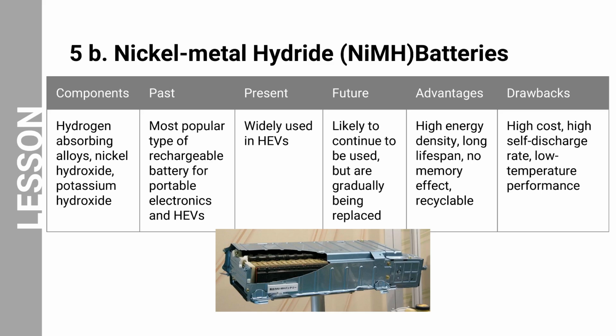Lithium-ion batteries offer a higher energy density and a longer lifespan than nickel metal hydride batteries. Nickel metal hydride batteries have several advantages. They have a high energy density, which means that they can store a lot of energy in a small package. They have a long lifespan, meaning that they can last for many years with proper care. This can save EV owners money in the long run.